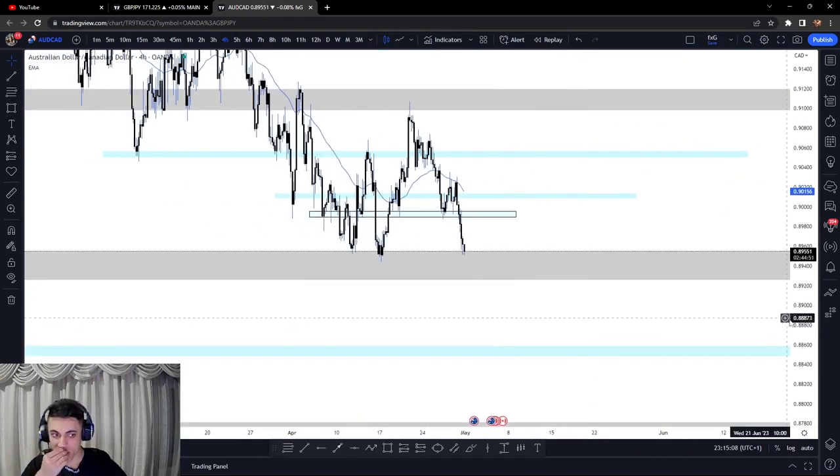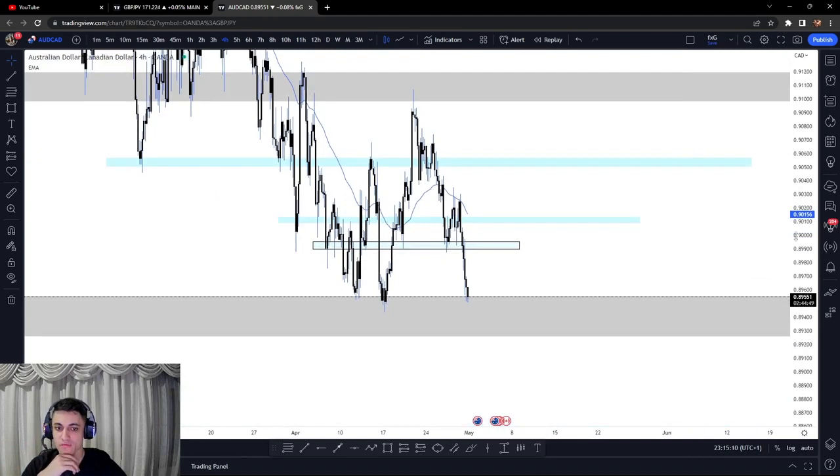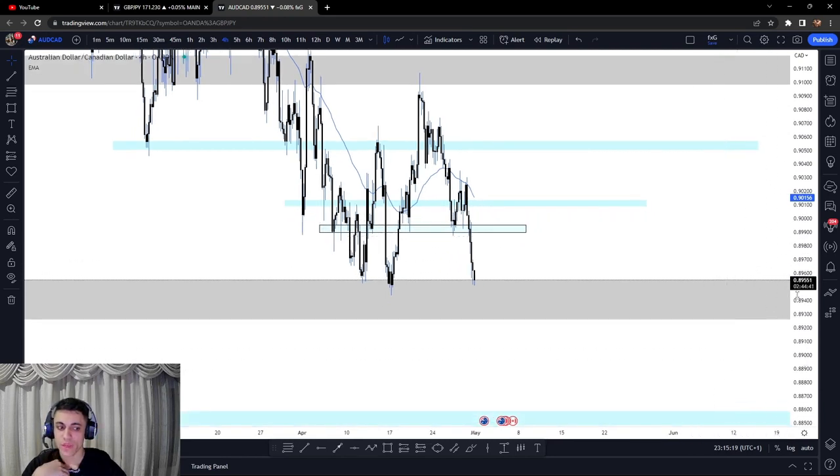And what I want you to do is pay attention to the round psychological levels. I always speak about round psychological levels and how I trade them, right? So pay attention to these levels. We are at the 89500 level. That's a QP, right? So we may see rejection. We'll just have to wait and see what actually happens.